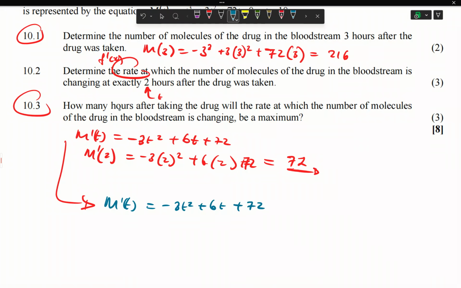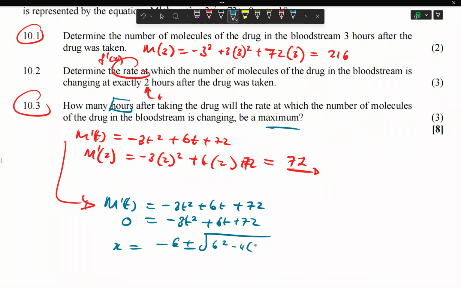So they're saying how many hours. So we are solving for what? For t there. So equate this to 0 since you see maximum. So at the stationary point, you know the gradient is 0 there. So you can use the quadratic formula. I'm just going to use the quadratic formula. Negative 6 plus or minus the square root of b squared minus 4ac, all over 2, and then a is what? A is negative 3.